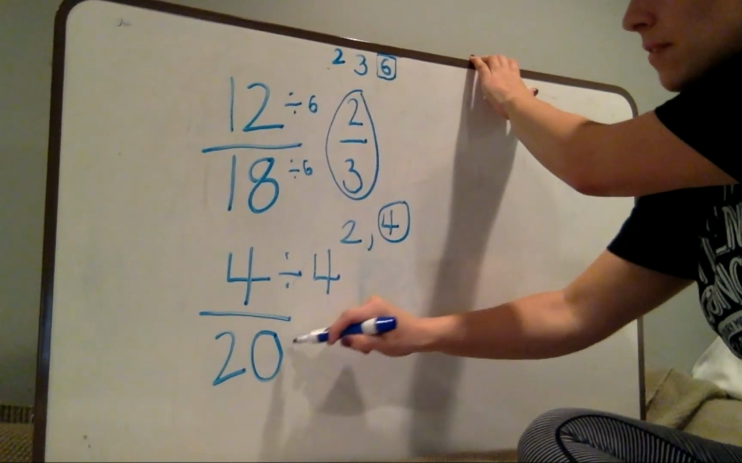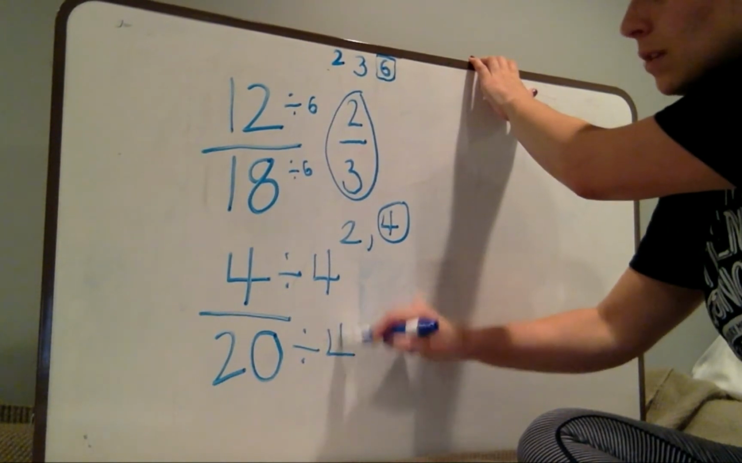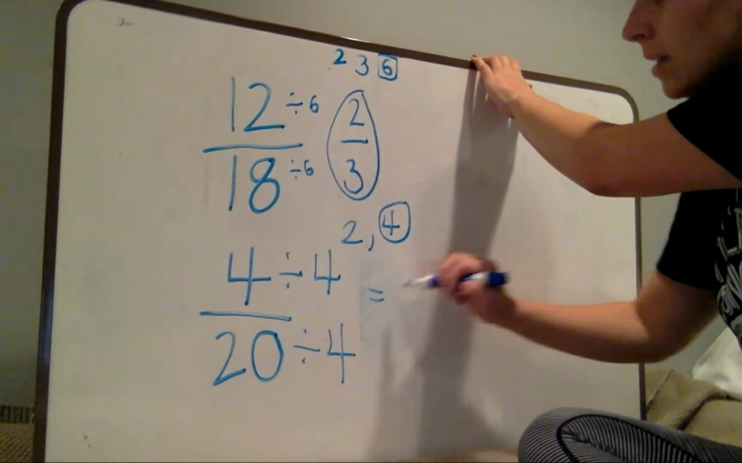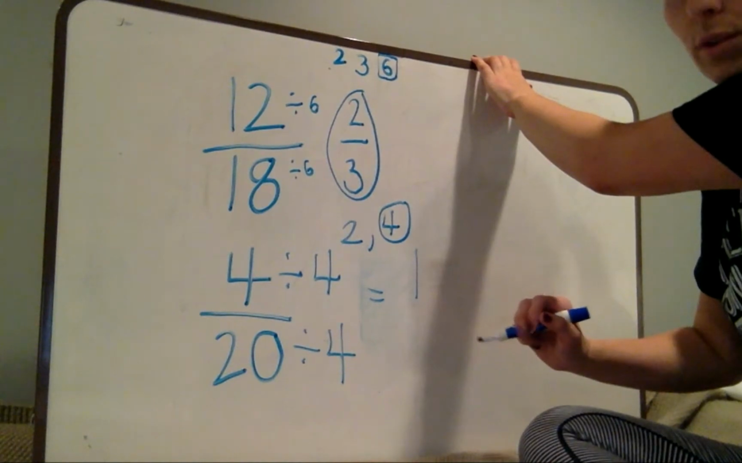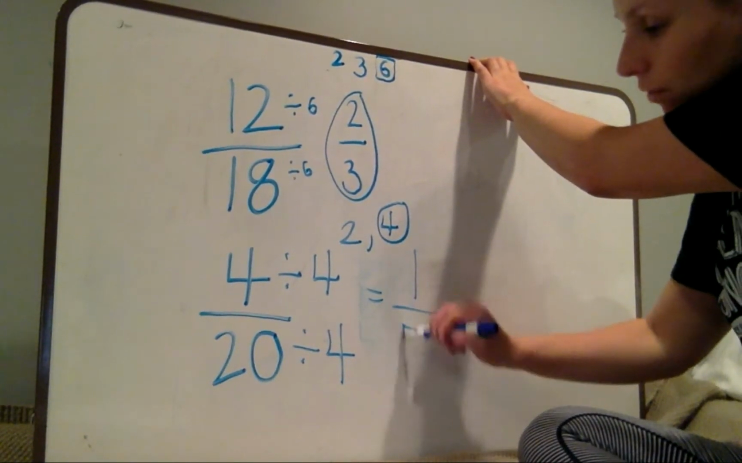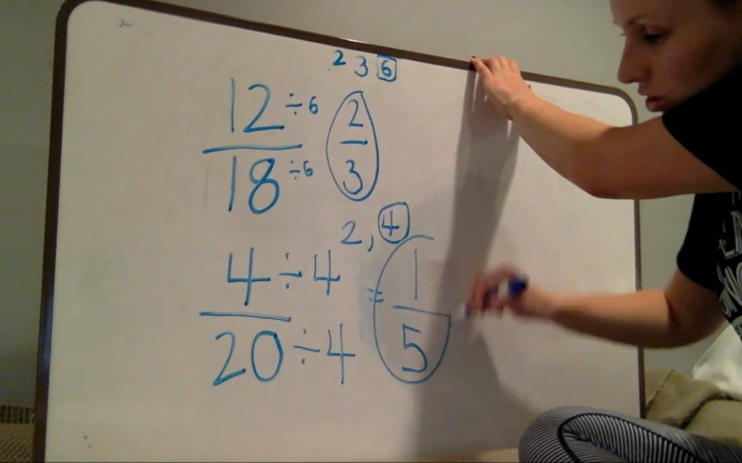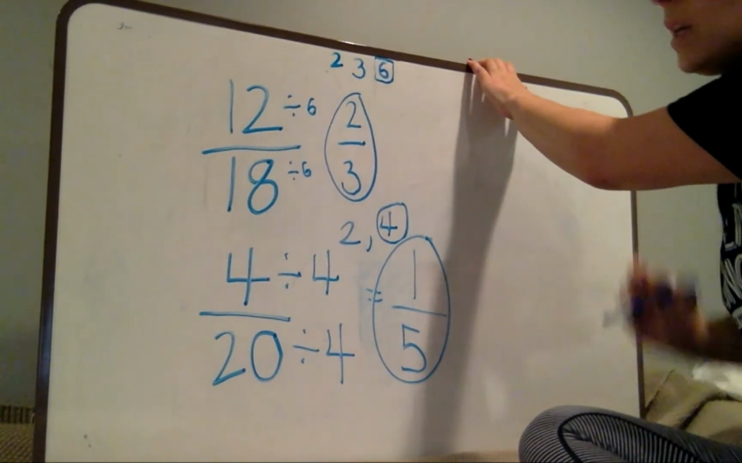Divide the top number by 4, and because we did that to the numerator, we also need to do that to the denominator. Simplify, 4 divided by 4 is 1, 20 divided by 4 is 5. So this fraction in simplest form is 1/5.